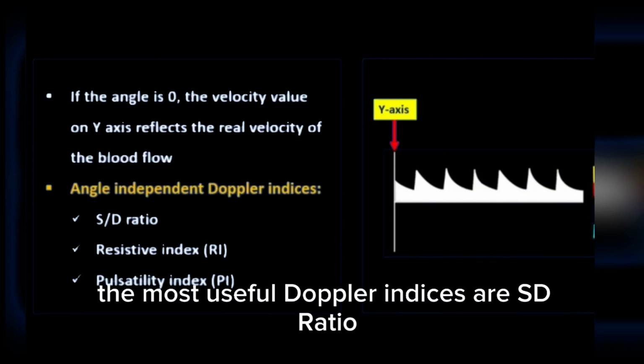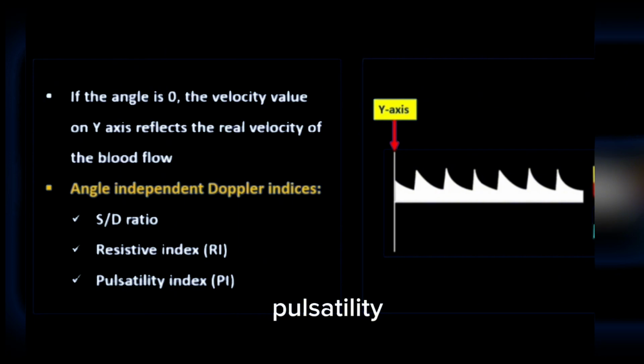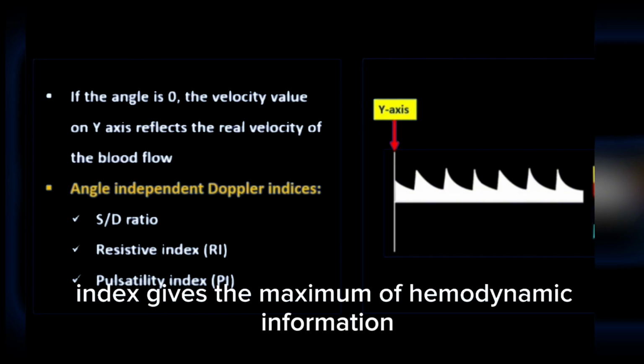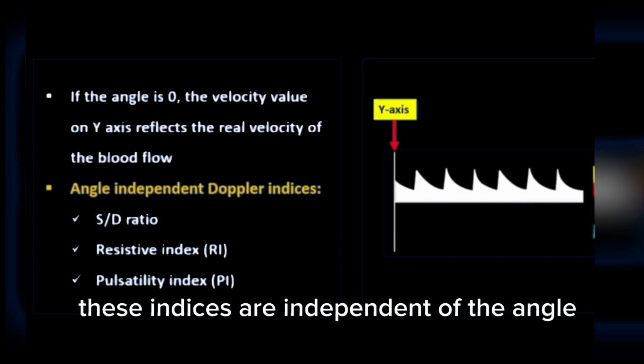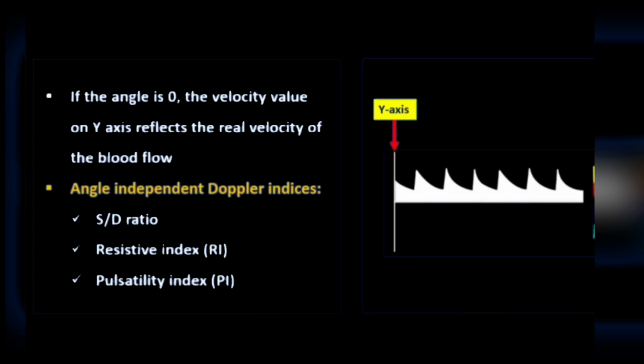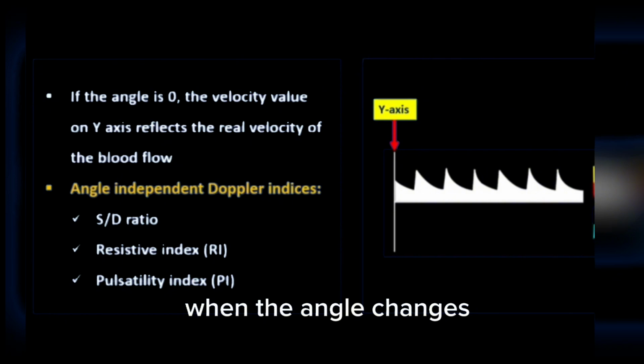The most useful Doppler indices are the SD ratio, resistive index, and pulsatility index. Pulsatility index gives the maximum of hemodynamic information. These indices are independent of the angle, so the values do not change significantly when the angle changes.